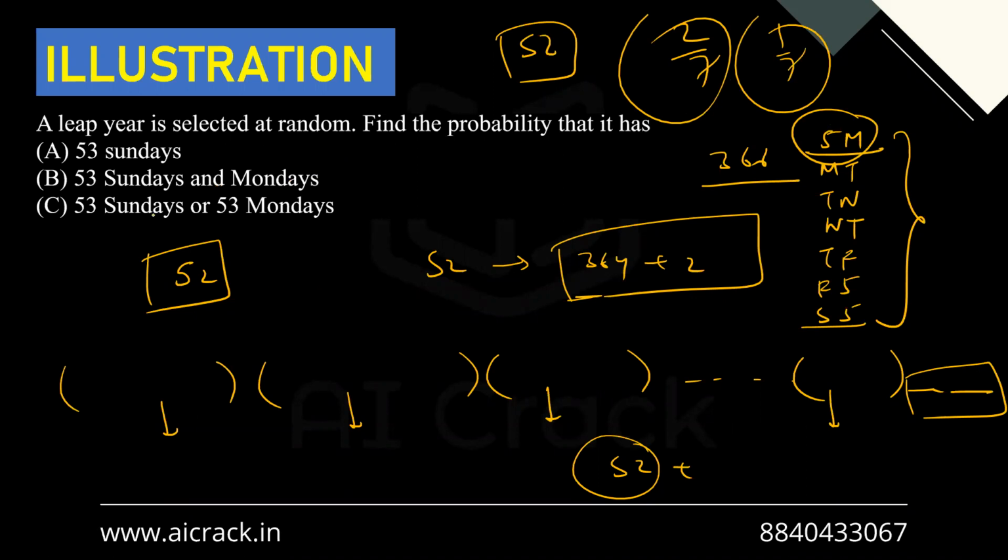In case of 53 Sundays or 53 Mondays, we can include Monday, Tuesday as well, because even if there are not 53 Sundays, there are 53 Mondays. So if we have Sunday, Monday, or Monday, Tuesday, or Saturday, Sunday, then it would work fine, and we'll have 3 by 7. Okay.